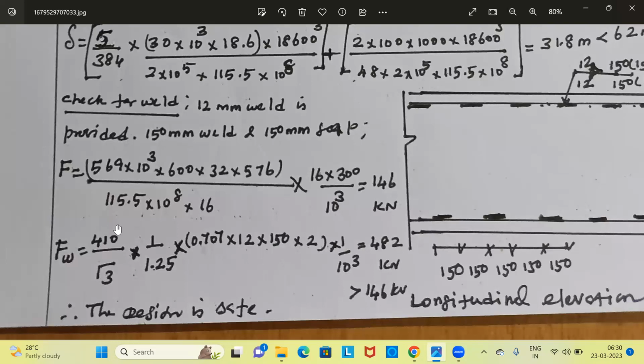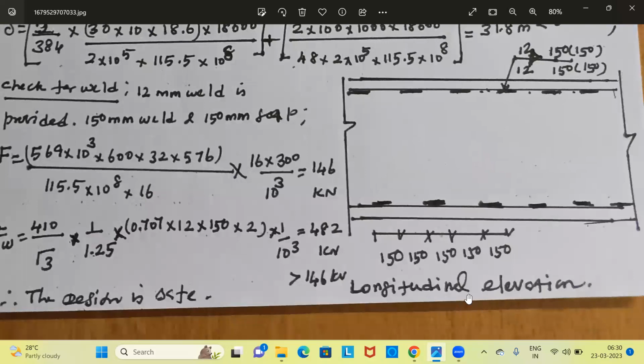This is the stress. This is the material safety factor. Stress into area. Area is given by throat thickness into length into 2 because it is welded on 2 sides. The whole thing will give the value in Newton. Divide this by 10 power 3. It will be 482 kilonewton. This is greater than 146 kilonewton. Therefore, the section is safe.